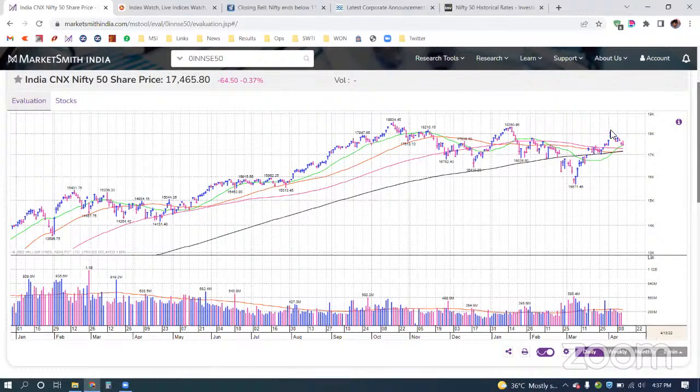And in order to tackle this volatility, William O'Neil has always said to make Nifty's chart, or the market chart, your best friend.